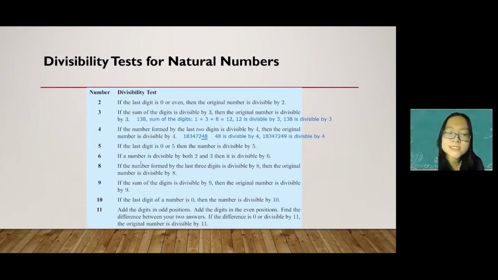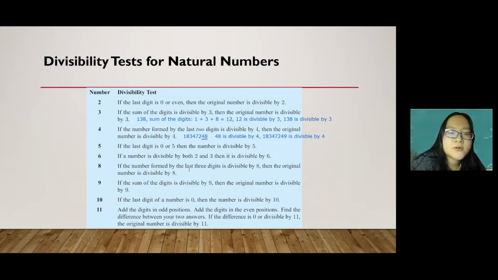Next one, 6. If a number is divisible by both 2 and 3, then it is divisible by 6. So this is not the same type of divisibility test as the other numbers, because this one is dependent on whether it's divisible by other numbers. But 6 is divisible by 2 and 3. So if a number is divisible by both 2 and 3, then we know it's also divisible by 6. So apply the divisibility rule for 2, apply the divisibility rule for 3, and if it satisfies both, then it's divisible by 6.